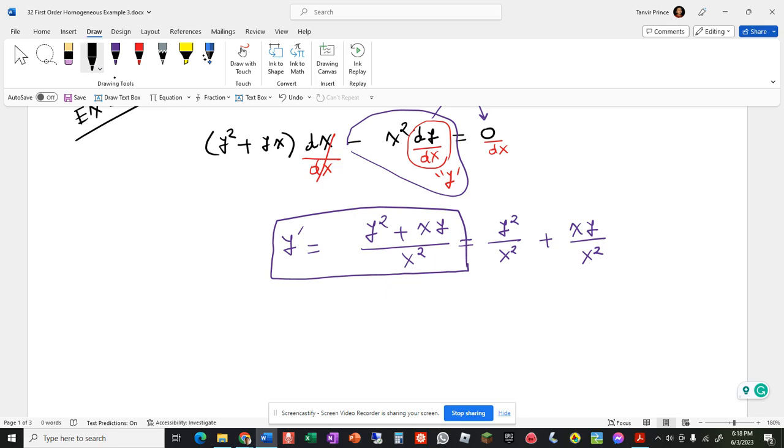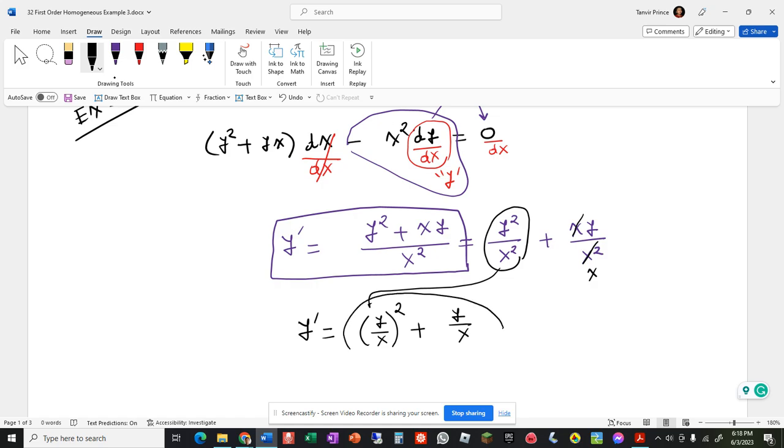So I can write y prime equal to, now y square over x square, I can just write as y over x in parentheses squared, plus here one of the x will cancel out. So I'll end up with y over x. So indeed, it is homogeneous because the right hand side is written in terms of y over x.